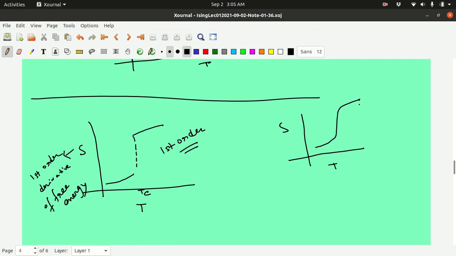So this is at Tc. So this is the second order, and you know that for second order, the second order derivative of free energy will be discontinuous, but the first order derivative will be continuous. That's why the entropy, which is defined from the first order derivative of the free energy, is continuous in the second order phase transition, and it is discontinuous in the first order phase transition.